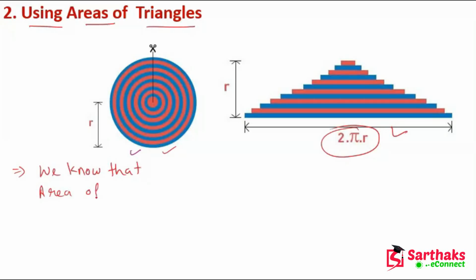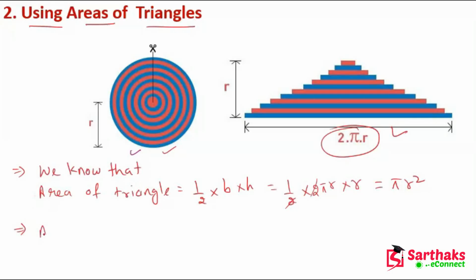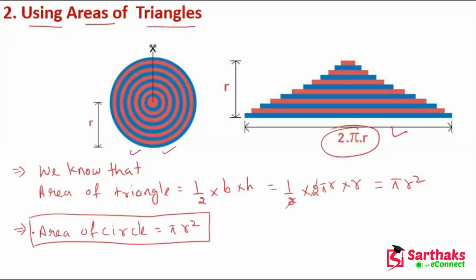area of triangle is what? Half into base into height, and we know base is what? 2 pi r, and height is what? r. So 2 will be cancelled with this 2. Okay, so we get pi r square, which is equal to the area of the circle. So area of circle is what? Pi r square. So my dear friends, I hope you understand these things.